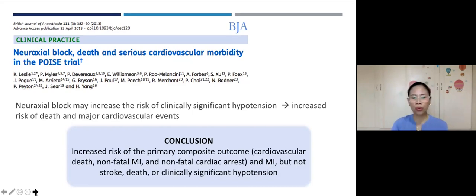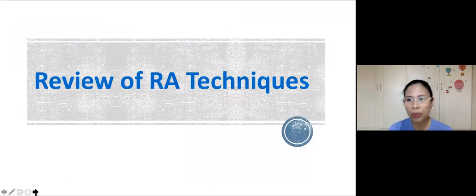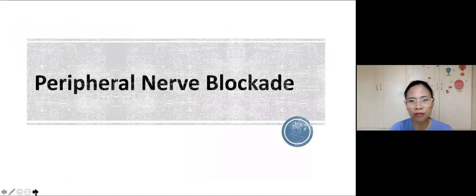Okay, so let us now review what type of regional anesthetic technique you can give your patient, especially the high-risk population. Of course, I will always start with my first love, which is peripheral nerve blockade, because among all regional techniques, especially if I'm dealing with a high-risk patient, peripheral nerve blockade is the safest because, like I mentioned earlier, the cardiovascular and pulmonary effects of PNB are negligible.